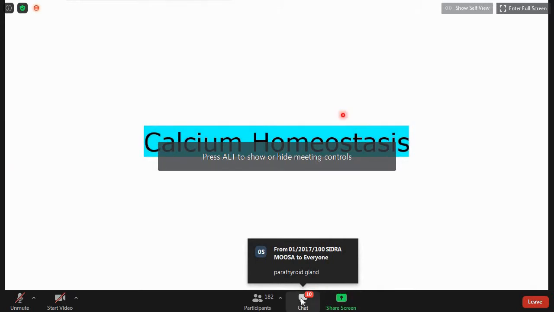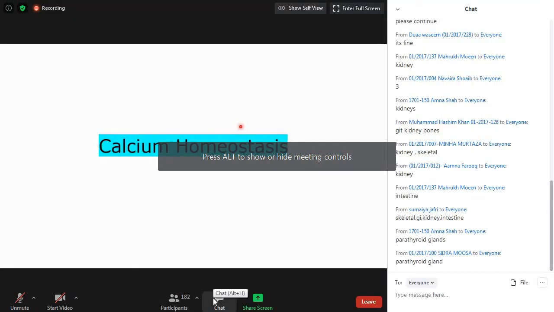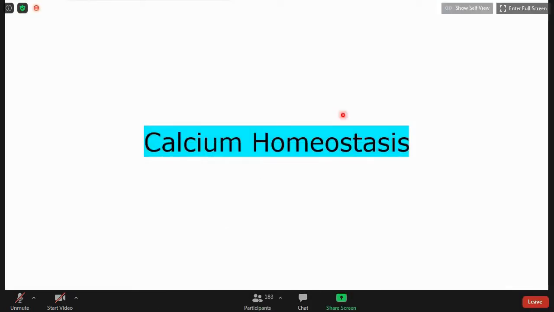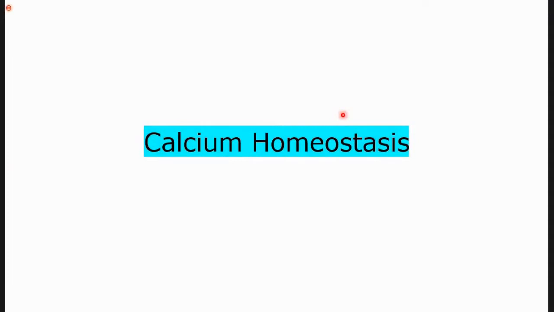The major organs involved in calcium homeostasis, as we have discussed, are the skeletal system, the intestines, the kidneys, and the bones. Now, not only do we have organs involved in calcium homeostasis, but we have hormones involved as well. The hormones also play an important role.